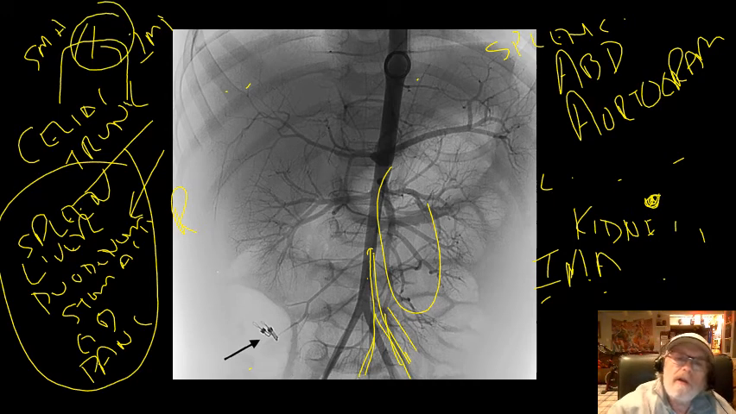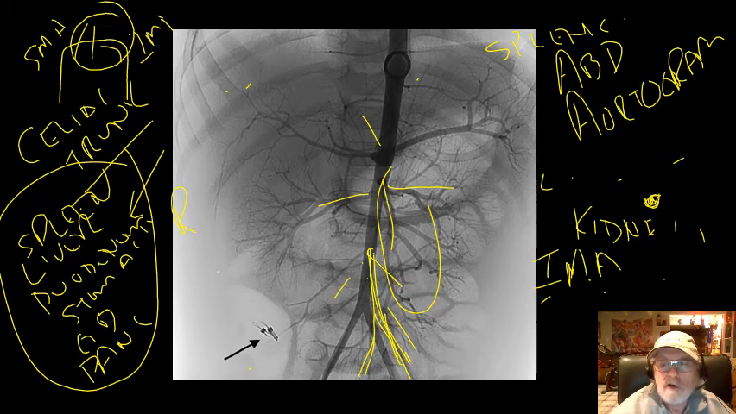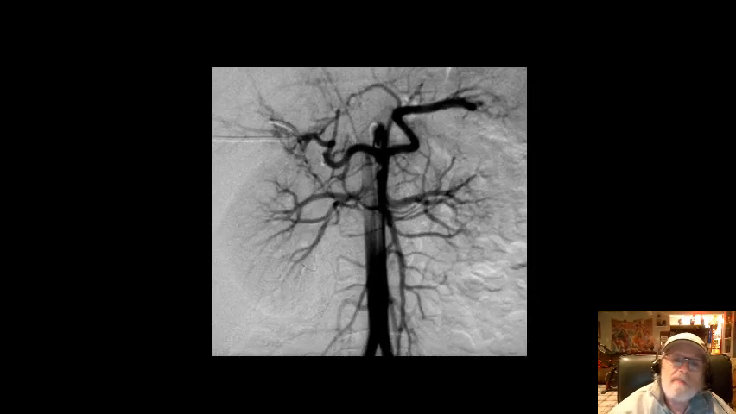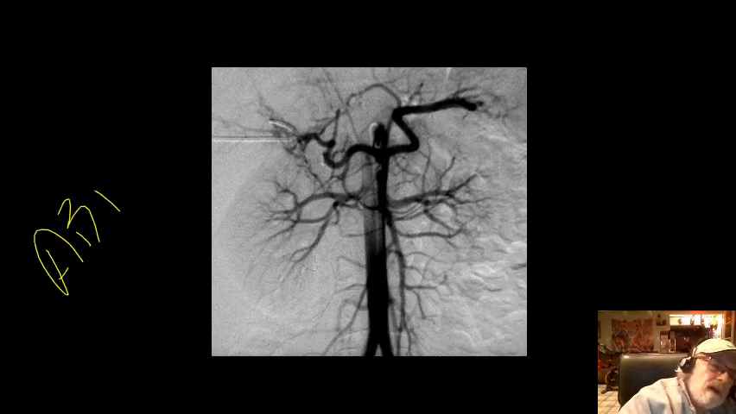So what you should know here, here's my celiac trunk that's right there. Here's my superior mesenteric. Here's my right renal. Here's my left renal. You'll probably see a gonadal artery going in all this mishmash. And then here's my inferior mesenteric artery. Okay, it's the same thing we see right here. This is the abdominal aortogram.